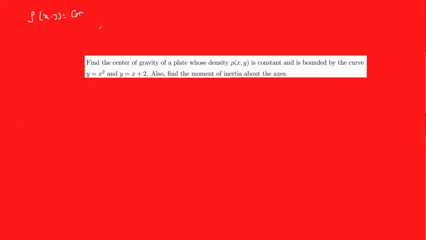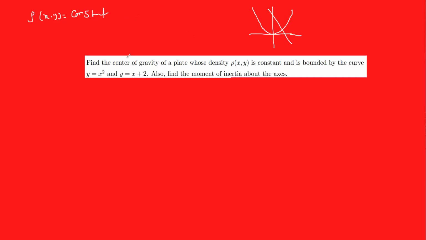Okay. And the curve is a parabola, and x plus 2 is a line. This is a line. So first we find point of intersection. Understood?